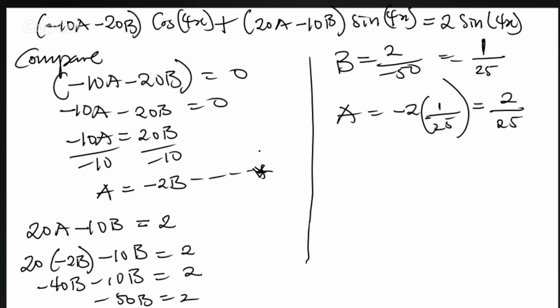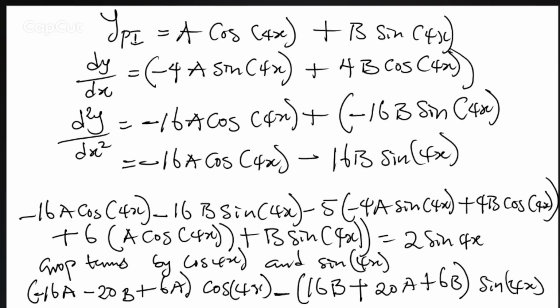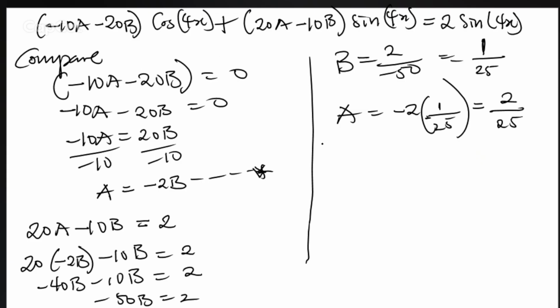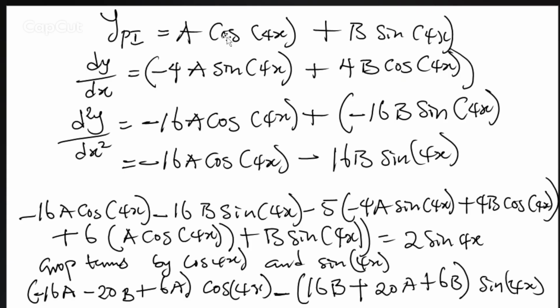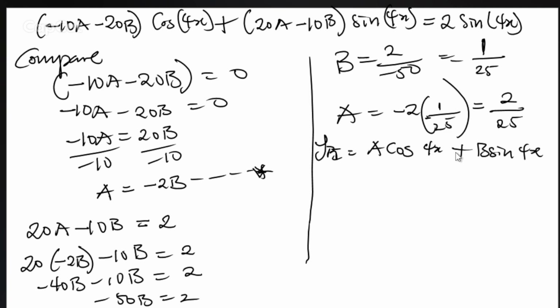So what you do is you impute those values into our given equation for our particular integral. So your particular integral equation, which is y_PI, will now be equal to a cos 4x plus b sin 4x. That's what we have there, right? Let's confirm that. This is a cos 4x plus b sin 4x.